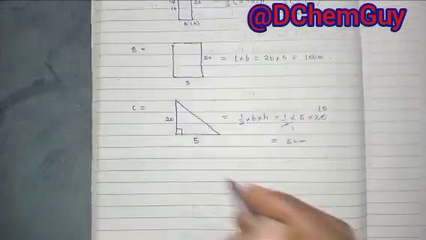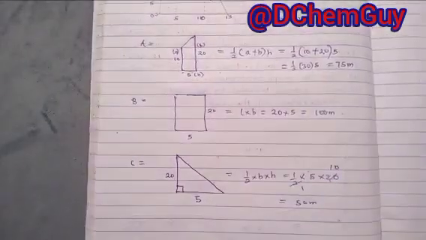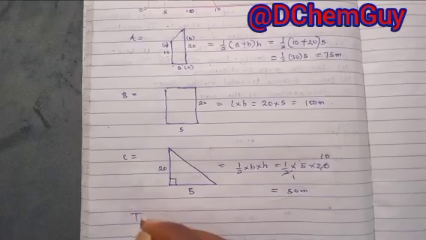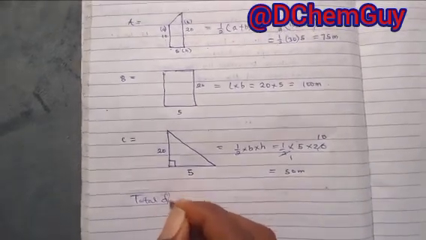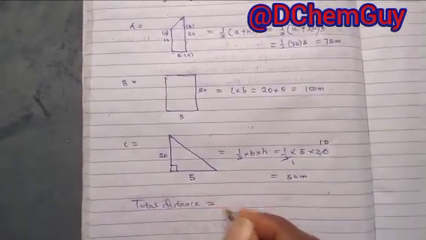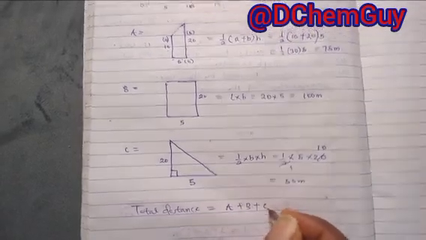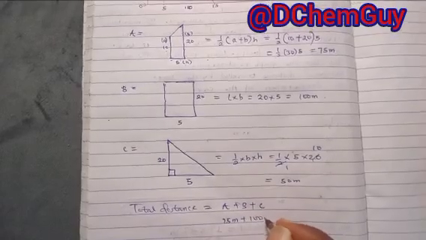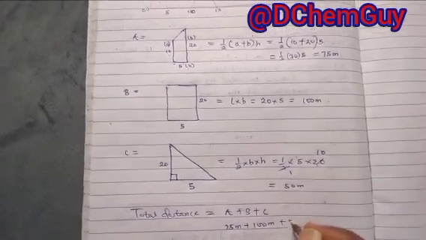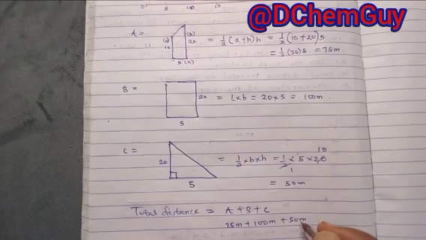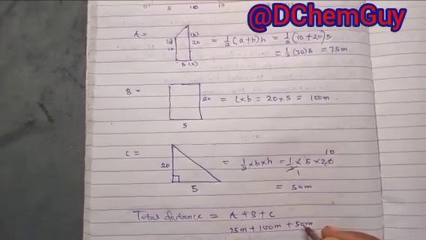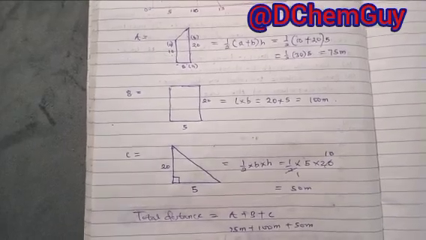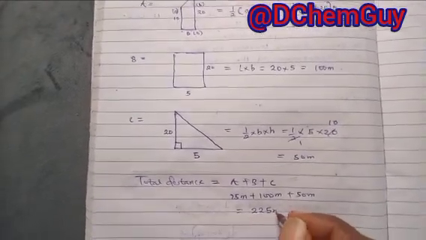Good. So we can now get our total distance traveled. So our total distance will be equal to A plus B plus C. So that's 75 meter plus 100 meter plus 50 meter. Okay, so what is that going to give us? That's going to give us 225 meter.